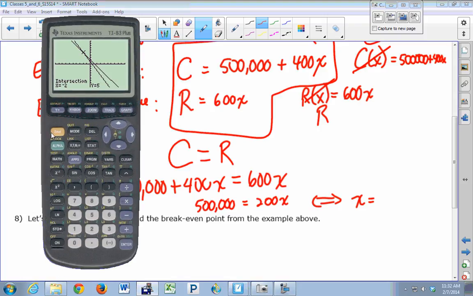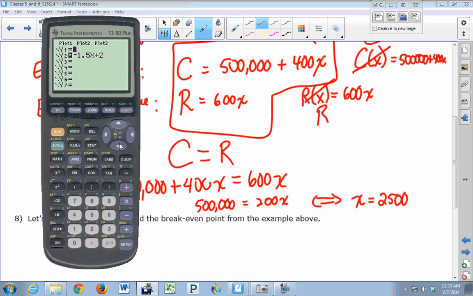Let's see. 500,000 divided by 200 is 2,500 wheelchairs. So if my company's lucky enough to sell more than 2,500, I'm golden. What does this look like if I were to graph each one of these? Well, let's take a look.